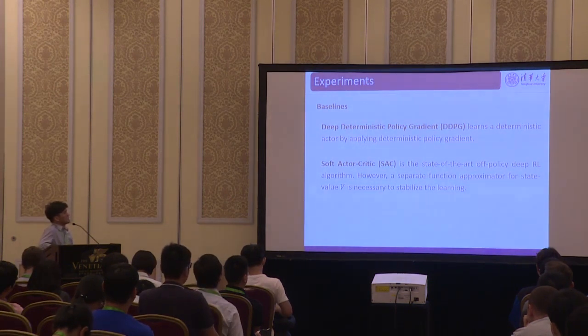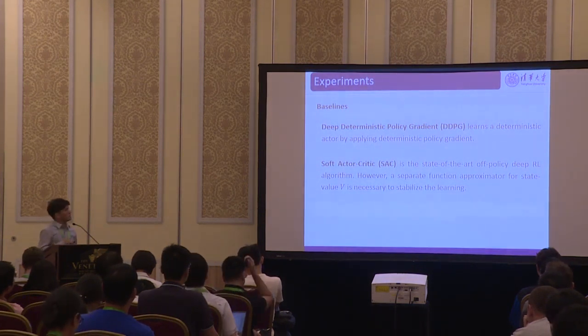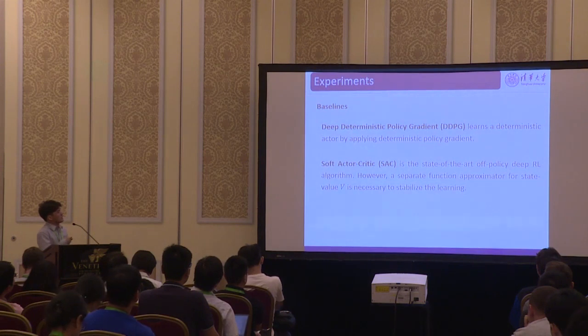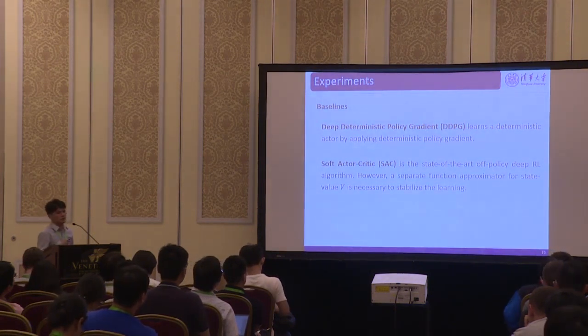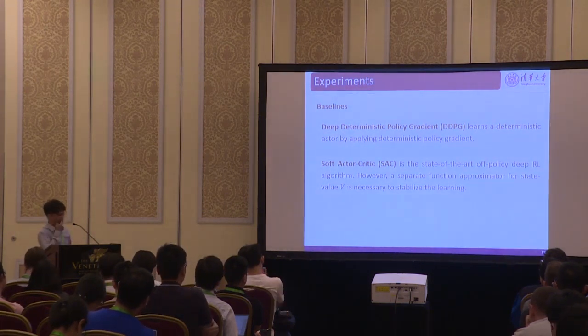The second baseline is the soft actor-critic algorithm, which is the state-of-the-art off-policy deep reinforcement learning algorithm under the maximum entropy framework. However, in soft actor-critic, a separate function approximator for state value is necessary to stabilize the learning. In contrast, such a function approximator can be avoided in our method by applying the double sampling approach.